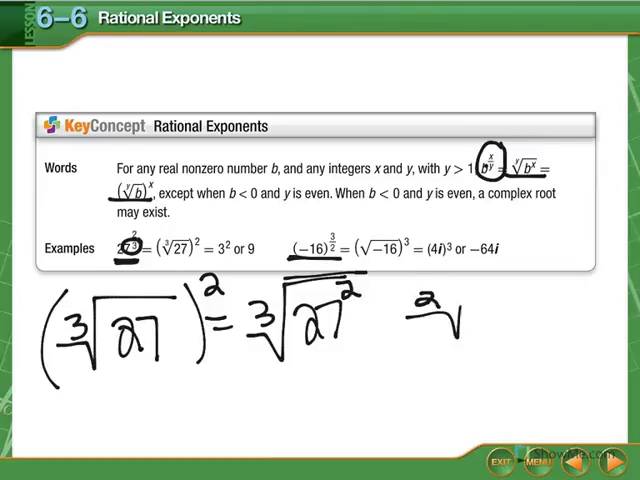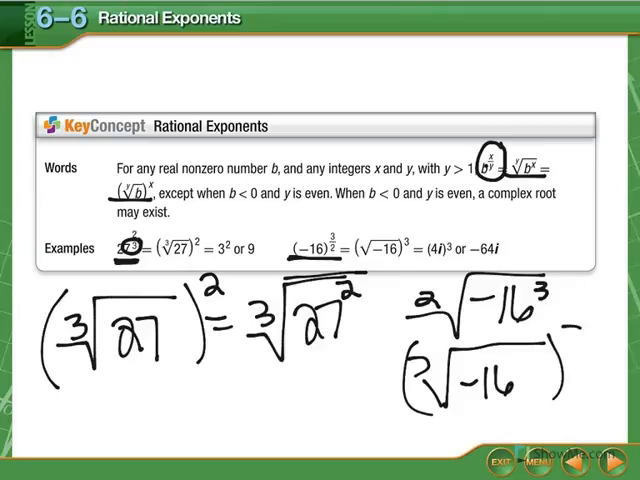We have the second root of negative 16, and we can write the cubed on the inside, or we can write the second root of negative 16 with the 3 on the outside. In this case, whenever the b is less than 0, so we have a negative here, and we have an even number out here, then we're going to get i on the inside, which in this case we would have 4i.